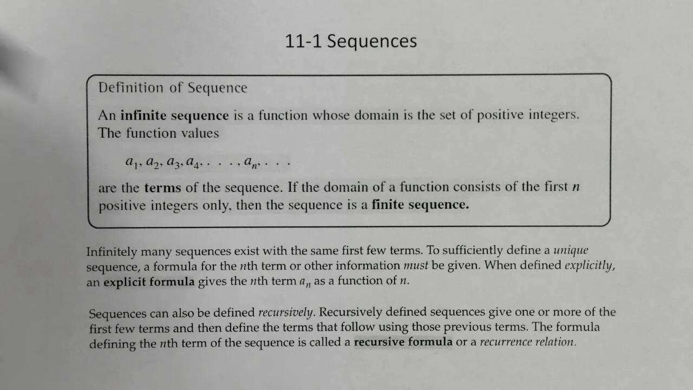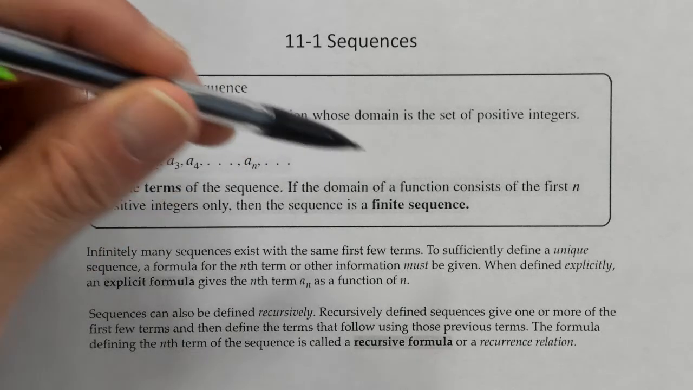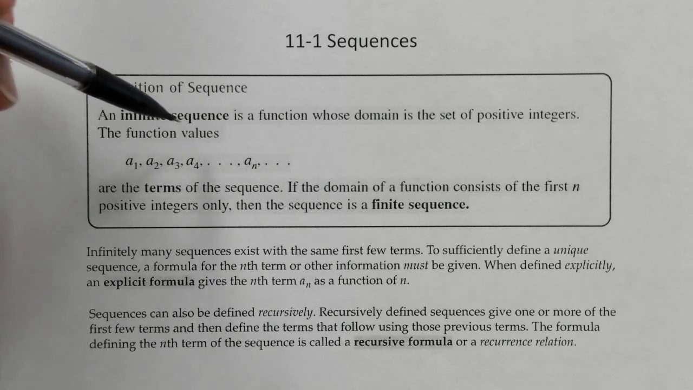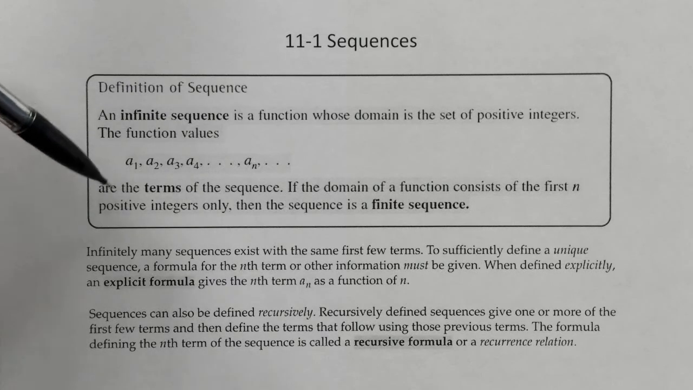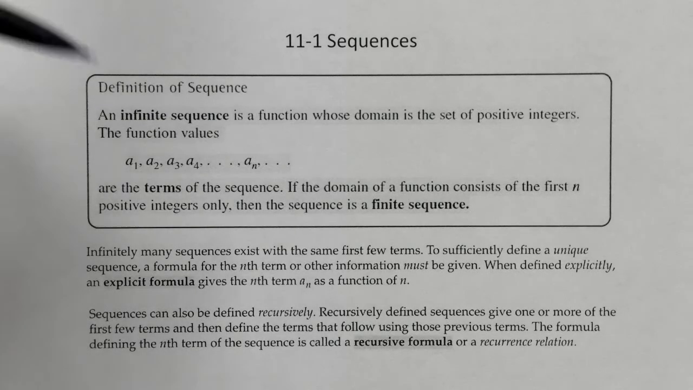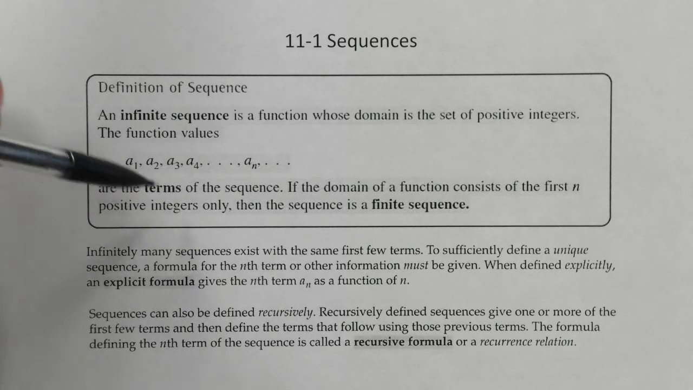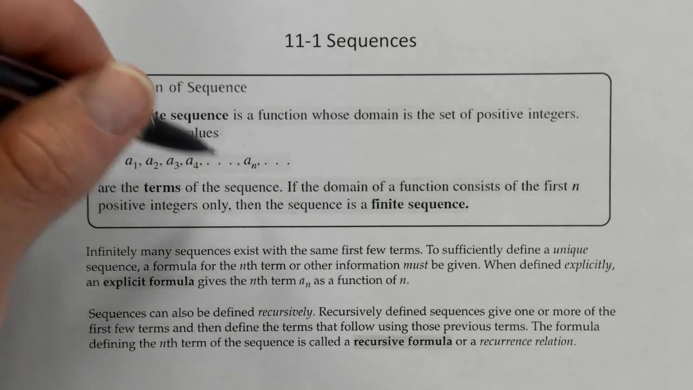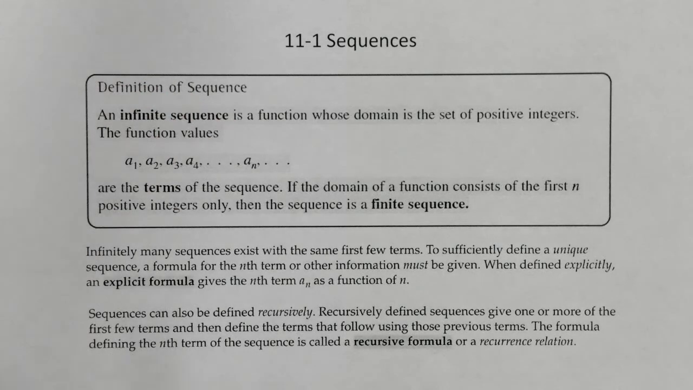If it continues on and never stops, then that would be an infinite sequence. And if we say we're going to take the first 6 terms and then stop at 12, then that would be considered a finite sequence. So a sequence is just some pattern that you use to get the next number in line.